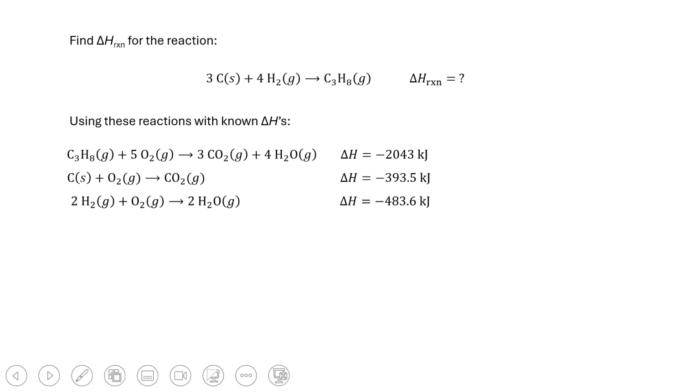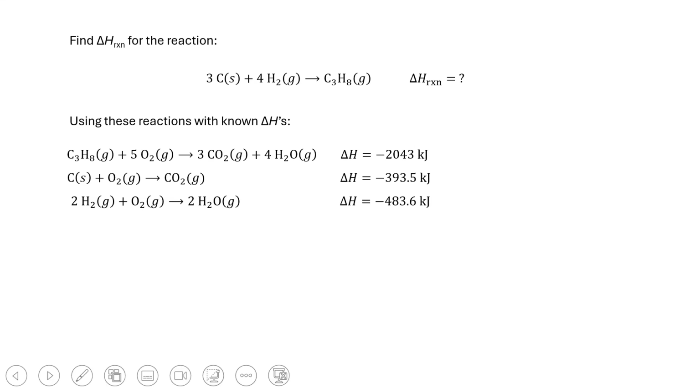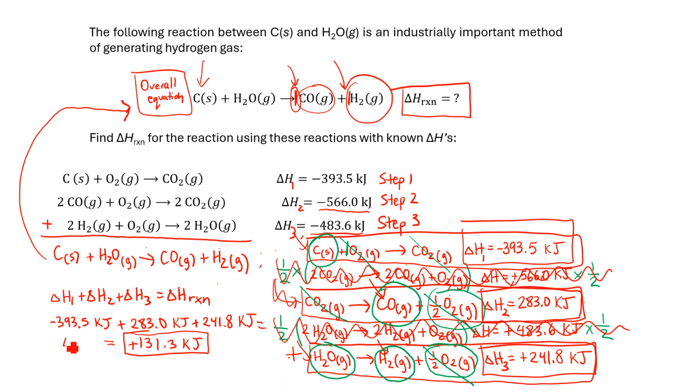All right, I don't know why I did that. This is equal to delta H of the reaction.